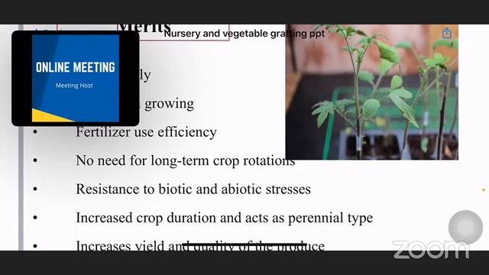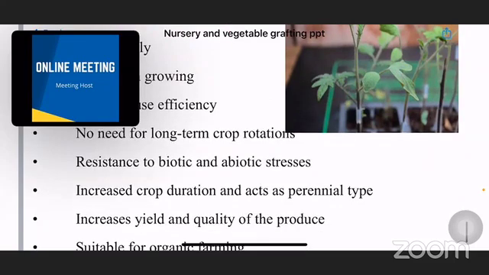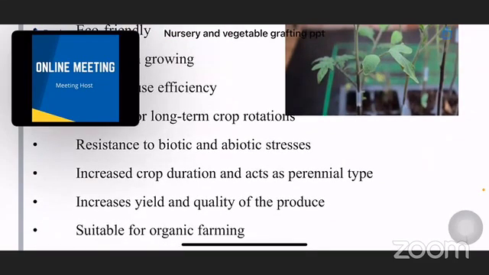Then resistance to biotic and abiotic stresses, because Solanum torvum and Solanum indicum are resistant to drought and bacterial wilt, those pathogens, right? And bottle gourd is very resistant to drought conditions. So those species can be used for grafting, and it also increases the crop duration. Mainly, the main merit is increased crop duration. A normal brinjal crop can be grown up to 4 to 5 months, but grafted brinjal can be grown up to 8 to 10 months.